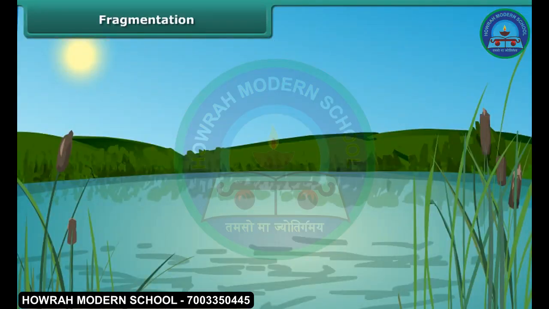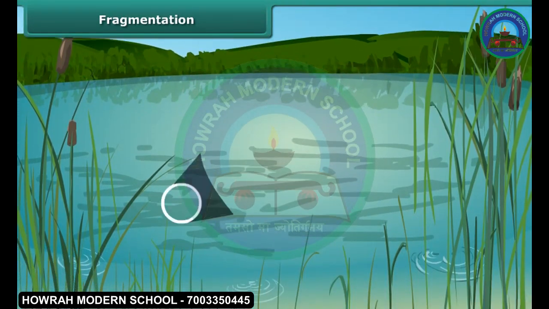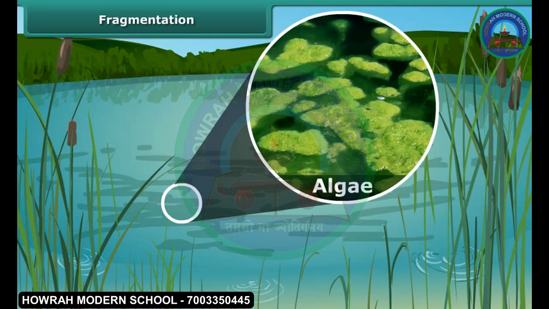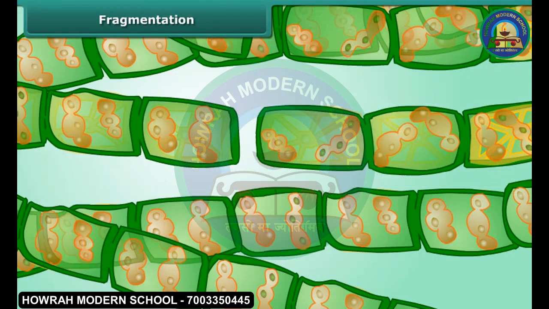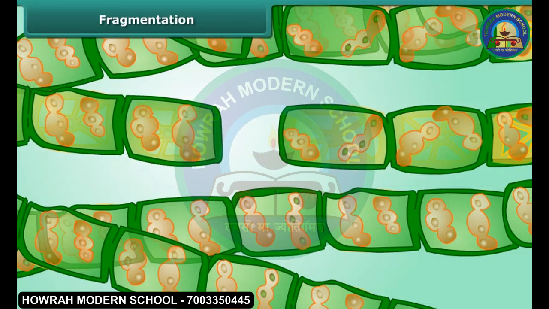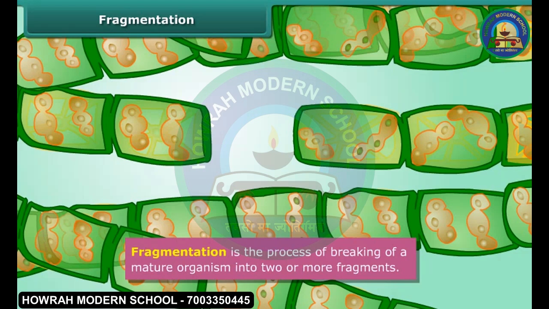Fragmentation. Have you ever noticed green-colored patches in a pond? These are algae. Algae reproduce asexually by fragmentation. Mature algae breaks up into smaller fragments, and these fragments grow into individuals. Fragmentation is the process of breaking of a mature organism into two or more fragments.